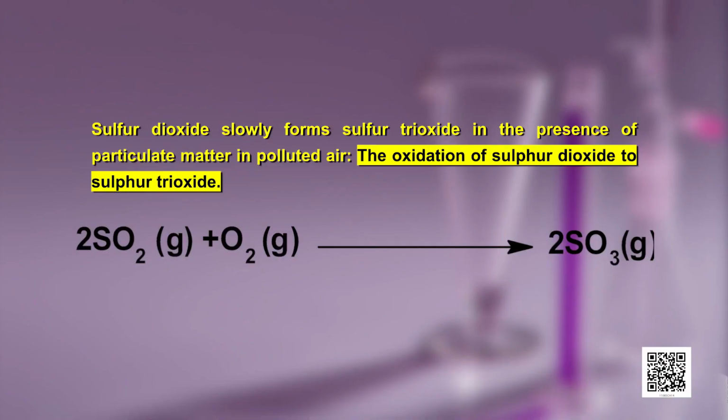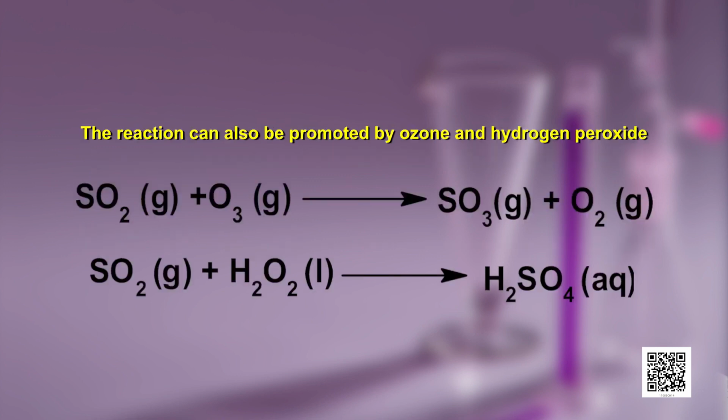Sulfur dioxide slowly forms sulfur trioxide in the presence of particulate matter in polluted air. What is sulfur trioxide? That is the oxidation product of sulfur dioxide. The reaction you can see on the screen. The reaction can also be promoted by ozone and hydrogen peroxide. That is SO2 plus O3 giving SO3 plus O2, or SO2 plus H2O2, that is hydrogen peroxide, giving sulfuric acid, that is H2SO4.